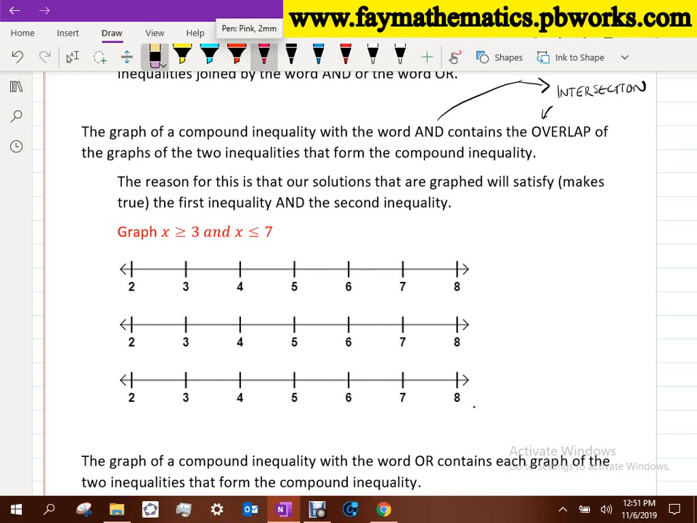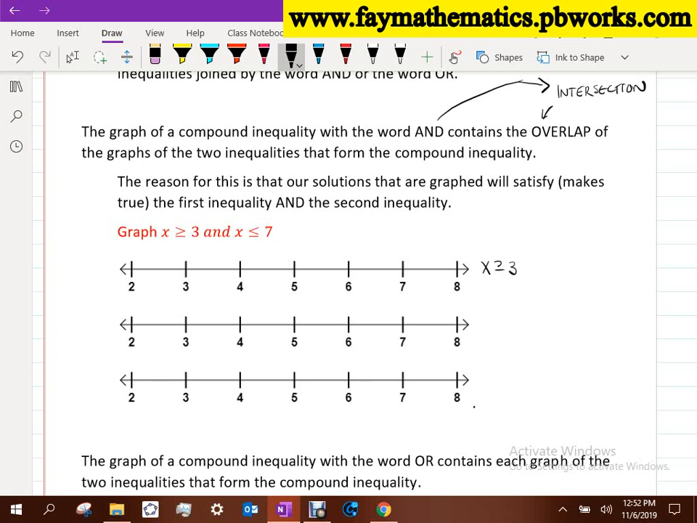And eventually what we'll do is maybe try to come up with some ways of cleaning this up, making it a little bit simpler. But a lot of times I think the best thing to do for us is to look at the individual components. Look at x is greater than or equal to 3. So let's graph x is greater than or equal to 3. I'm going to graph that on this first line here.